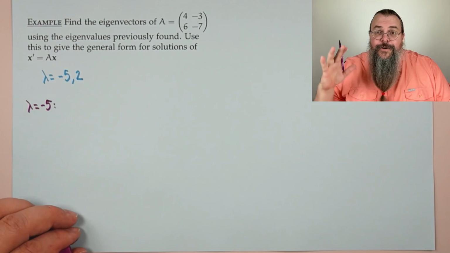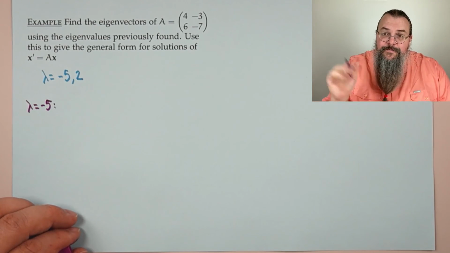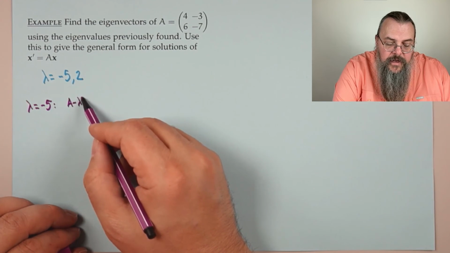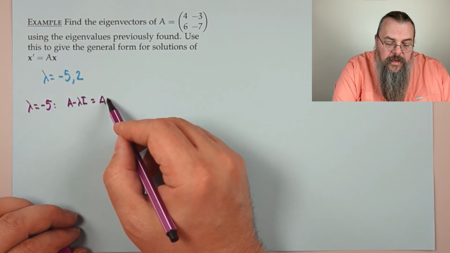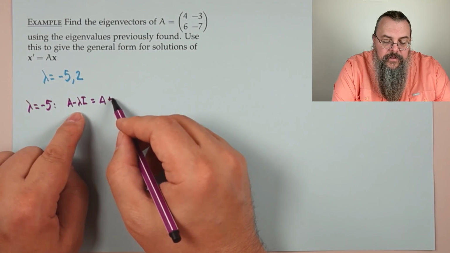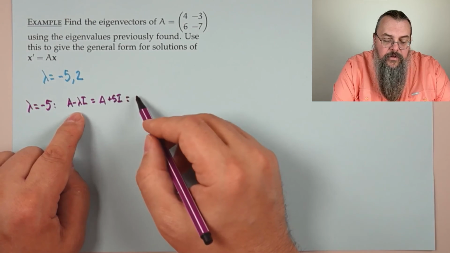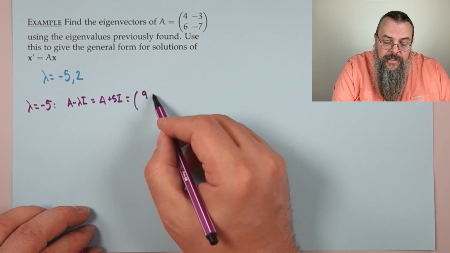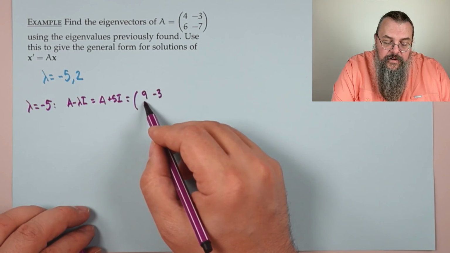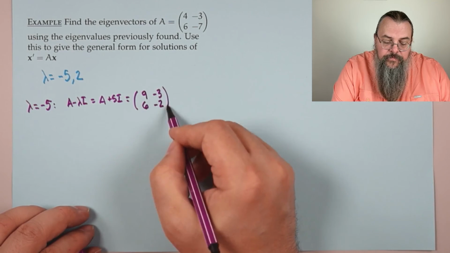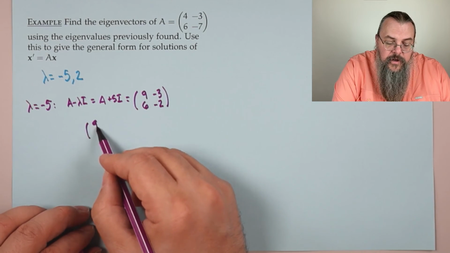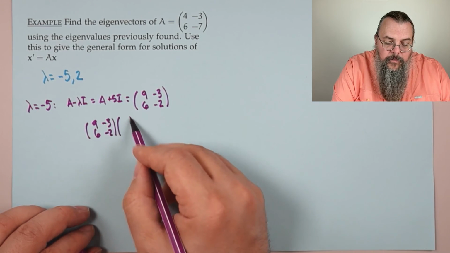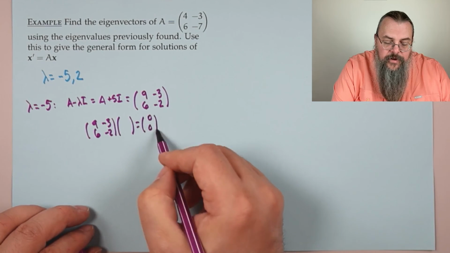And there's not a "start with this one first versus start with that one." You just pick one. And now look at A minus lambda I. Well, in this case, lambda is negative 5, so that's plus 5I. And so this says add 5 to your diagonal terms. So we're going to get 9 minus 3 and 6 minus 2. Okay, so what we're doing here is we want to find our eigenvector is something where we get 0, 0.